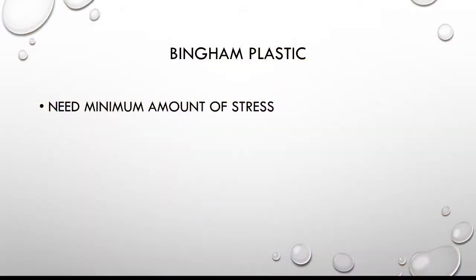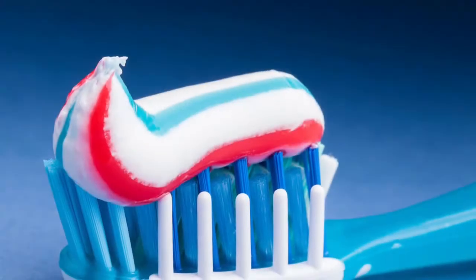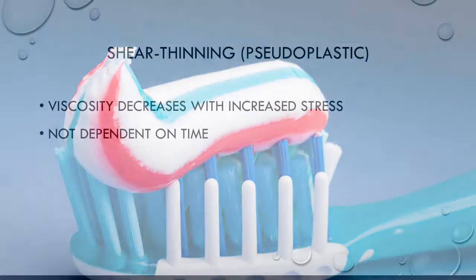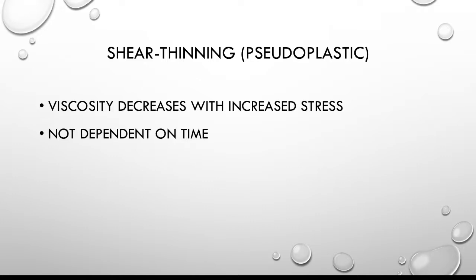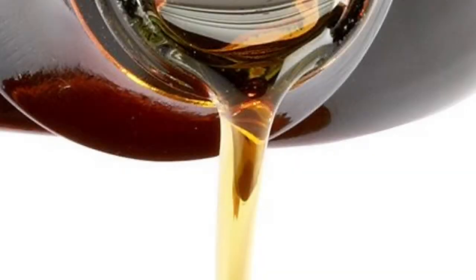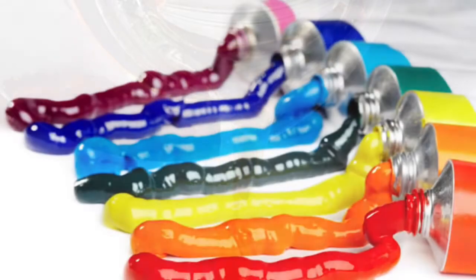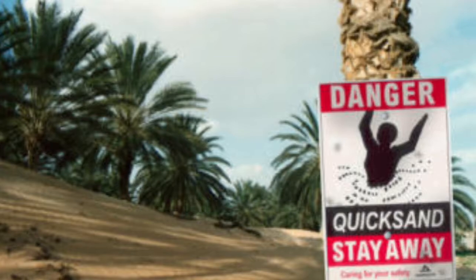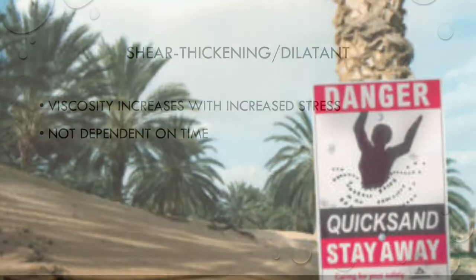The viscosity of Bingham plastics depends on a minimum stress before beginning to flow as a Newtonian fluid. These include clay suspensions, drilling mud, toothpaste, and mayonnaise. The viscosity of shear thinning or pseudoplastic fluids decreases with increased stress. They're not time dependent and include syrup, paint, blood, nail polish, ketchup, and quicksand. Ketchup will not flow until it's squeezed or shaken, and applying more stress to quicksand causes one to sink faster.